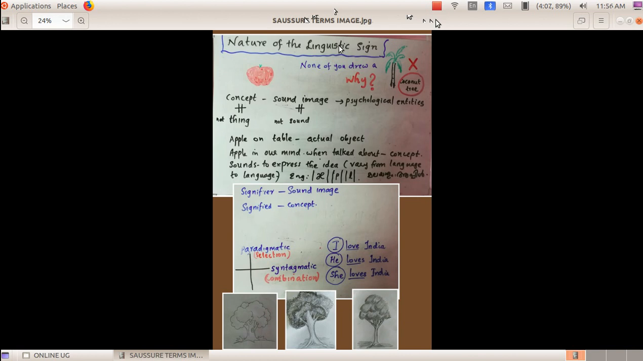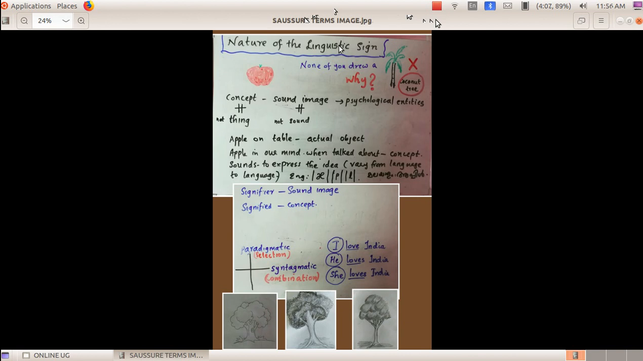Again, a selection is happening there on the paradigmatic axis, and a combination is going on on the horizontal, that is the syntagmatic axis. Okay, that's all with the paradigmatic and the syntagmatic axis.